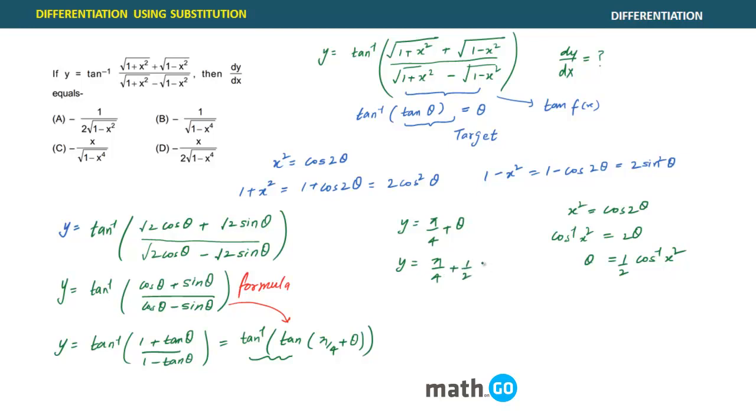So sorry, now you can see that you have got this particular function explicitly in terms of x. You wanted dy by dx, so now you can differentiate. So dy by dx is nothing but this will be 0, this will be 1 by 2.